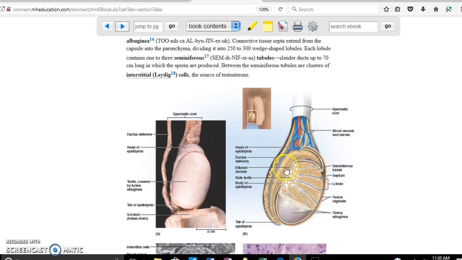This is the head of the epididymis. It goes down into the tail of the epididymis, and from there it goes up into the ductus deferens, as you can see right here. This part right here is called the spermatic cord.